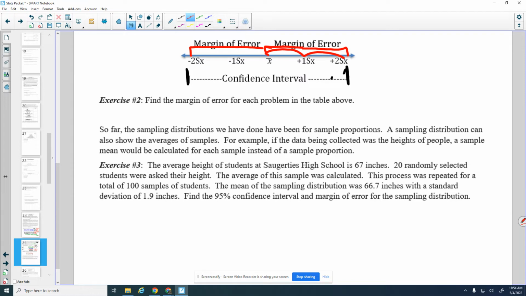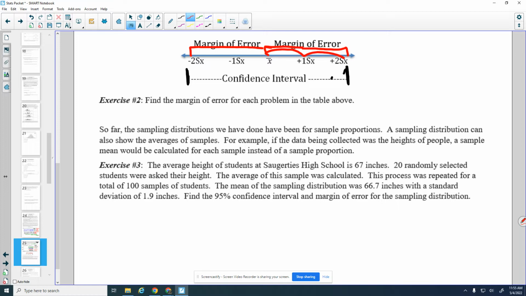Now this is kind of like a side note that I think we'll be able to easily incorporate. It says, so far the sampling distributions we have done have been for sample proportions. A sampling distribution can also show the averages of samples. For example, if the data being collected was the heights of people, a sample mean would be calculated. So I'd get a sample of 10 people, get their heights, and I'd find an average, and that would be my dot, versus the proportion of peach for each sample instead of a sample proportion.